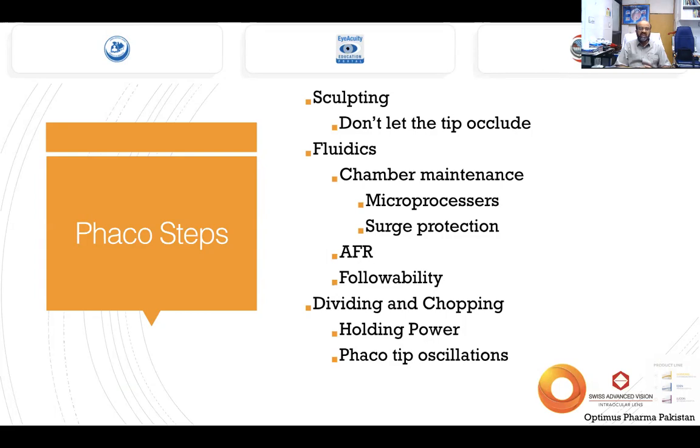Another term used is aspiration flow rate. This is very important, because in peristaltic pumps, aspiration flow rate gives rise to followability and vacuum generation. Followability is, once the tip has approached or a piece has engaged into the tip, keeping it there so that it can be hammered and emulsified. It is known as good or bad followability. Again, dividing and chopping and emulsification all depend on the holding power, which is imparted by the vacuum itself.